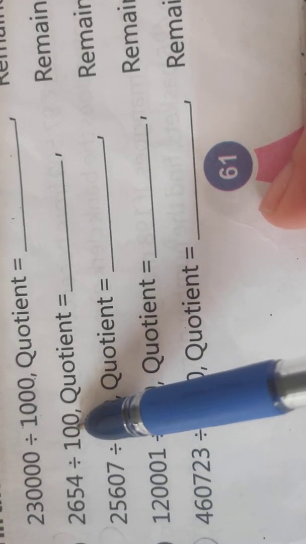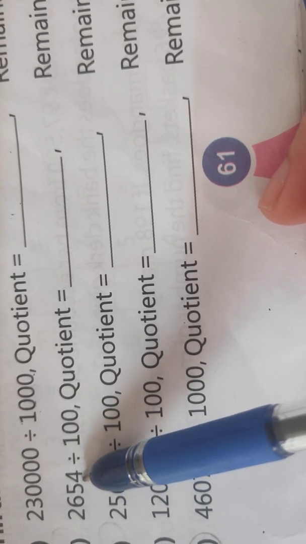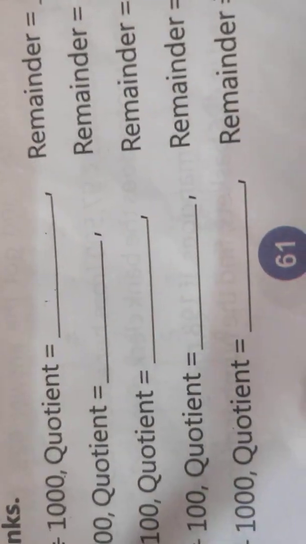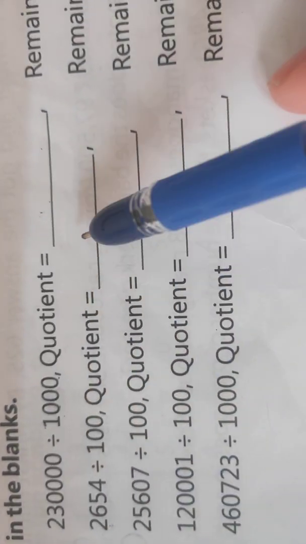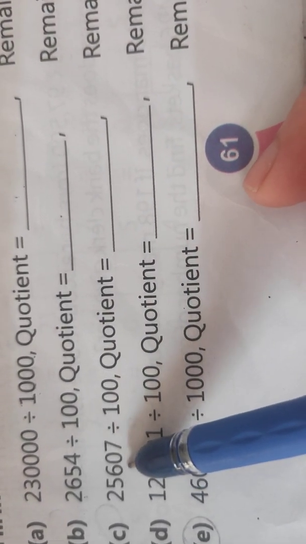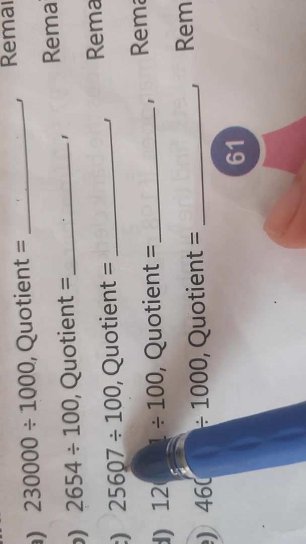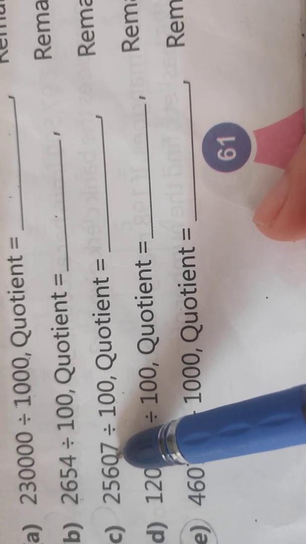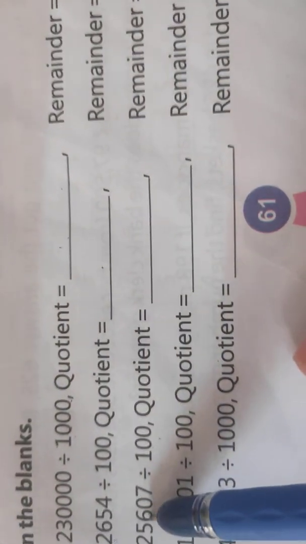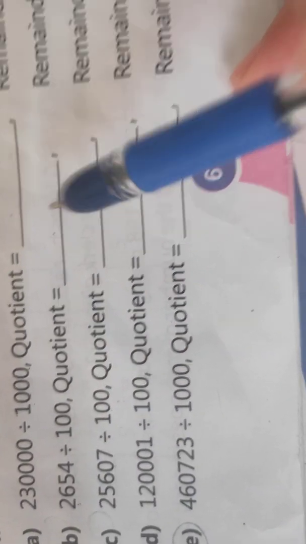2654 divided by 100. In 100 there are 2 zeros. So the remainder will be the extreme right side 2 digits, 54. 54 will be your remainder, and what is left? 26. This 26 will be your quotient. In C part, again we are going to divide 25,607 by 100. So what happens? The right side 2 digits of the dividend will become the remainder. 07 will be the remainder, you will write it here. And what is left? 256. That will be your quotient, which you will write here.